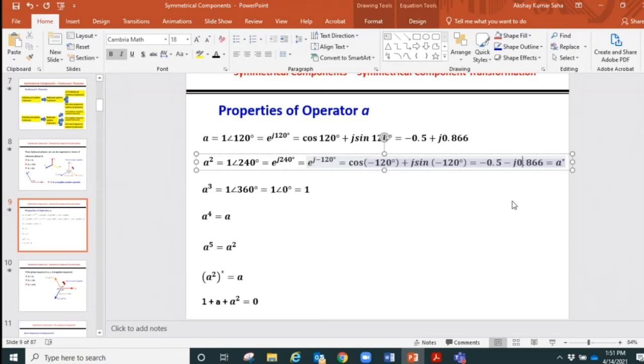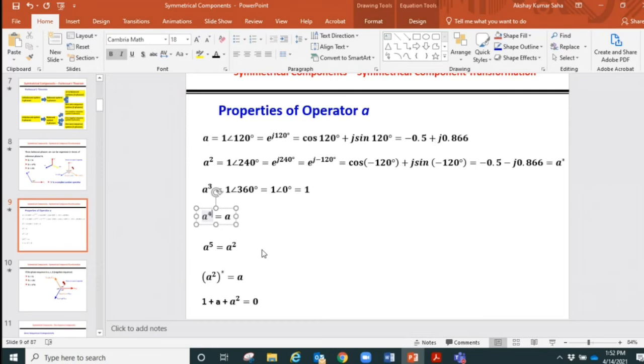We can skip some steps quickly, and if we go on, we'll find that a cubed will be equal to 1, because it will finally be 1 at an angle 0 degrees: 120, 120, 120 gives you 360, which means you have reached the reference line again, which means it's unity. And if you want to know what a to the power 4 is, it will be equal to a, because a to the power 4 is a cubed times a, and a cubed is 1, so that will be equal to a, which is minus 0.5 plus j 0.866.